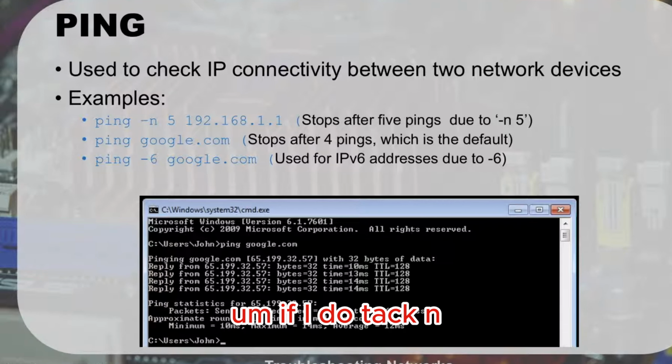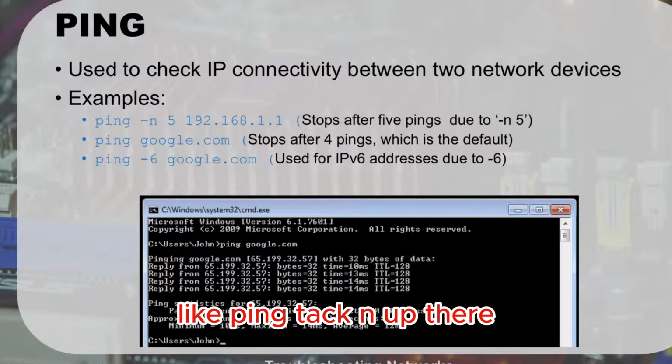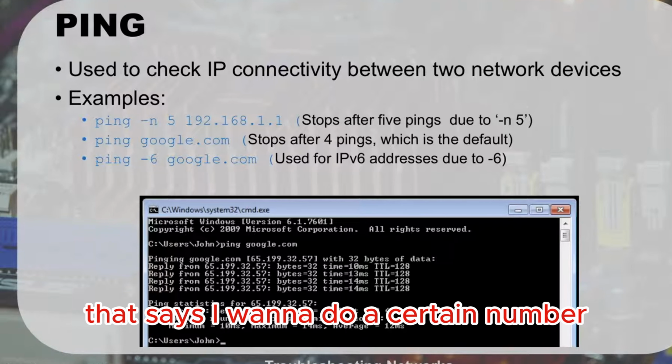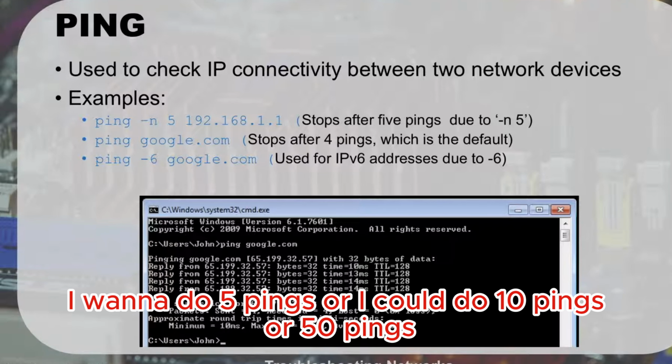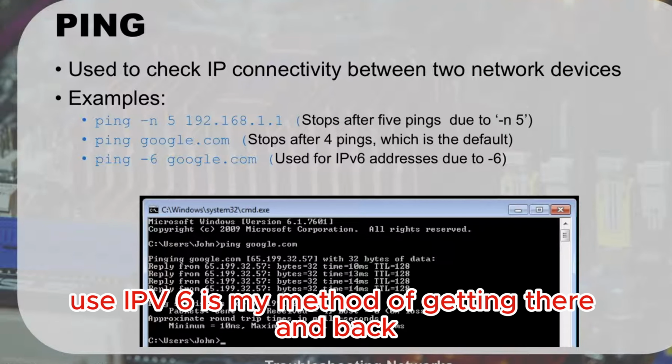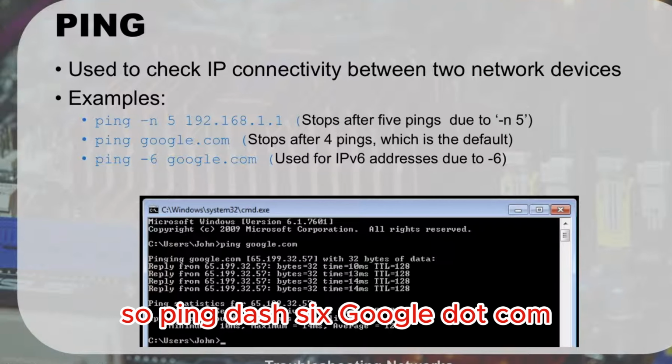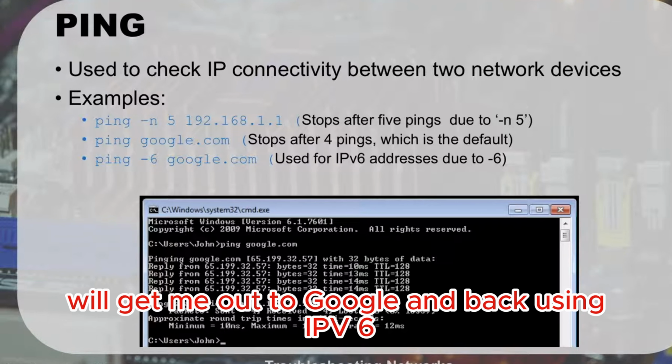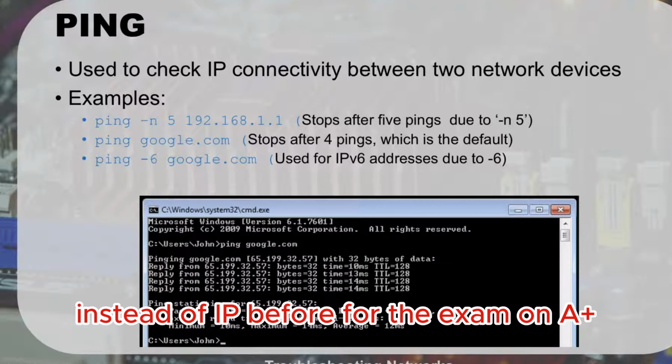If I do ping -n up there, that says I want to do a certain number. In this case, I want to do 5 pings, or I could do 10 pings or 50 pings. If I use a -6, that says use IPv6 as my method of getting there and back. So ping -6 google.com will get me out to Google and back using IPv6 instead of IPv4.